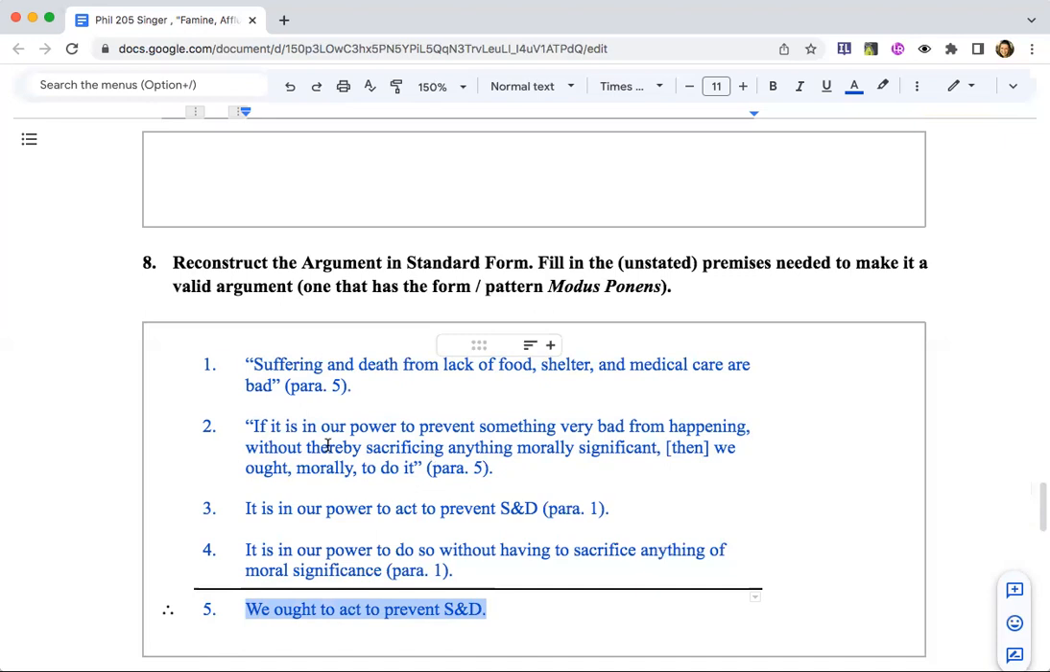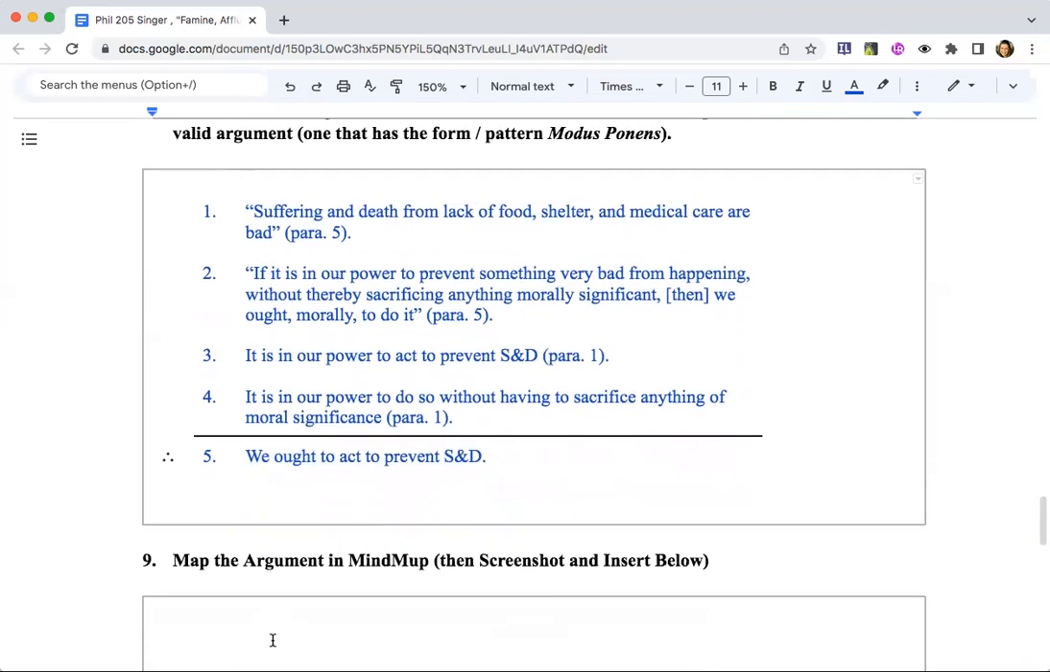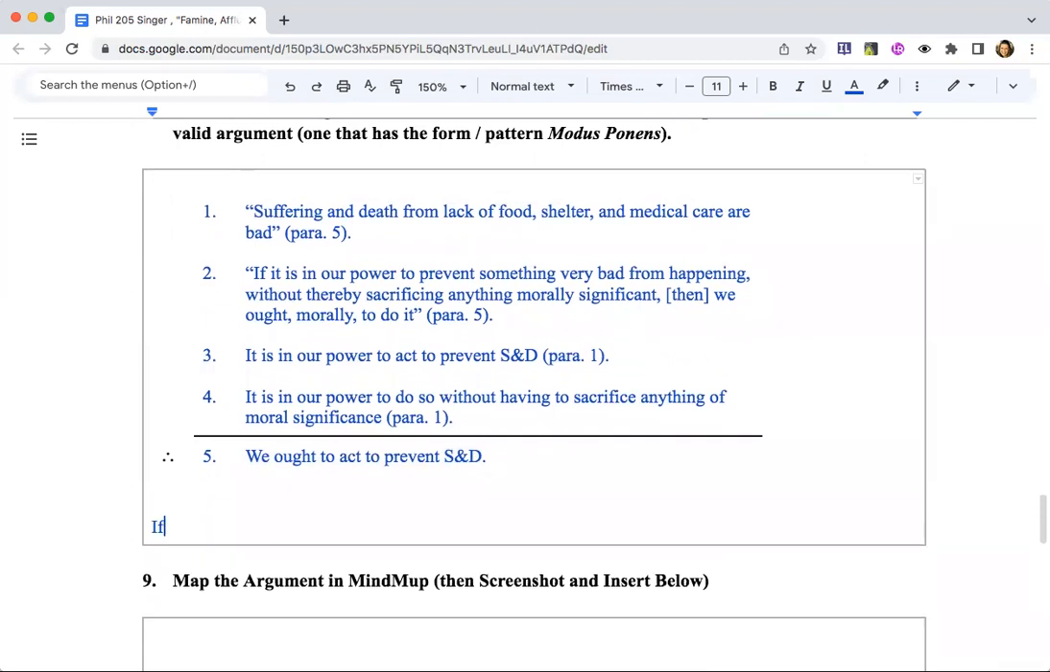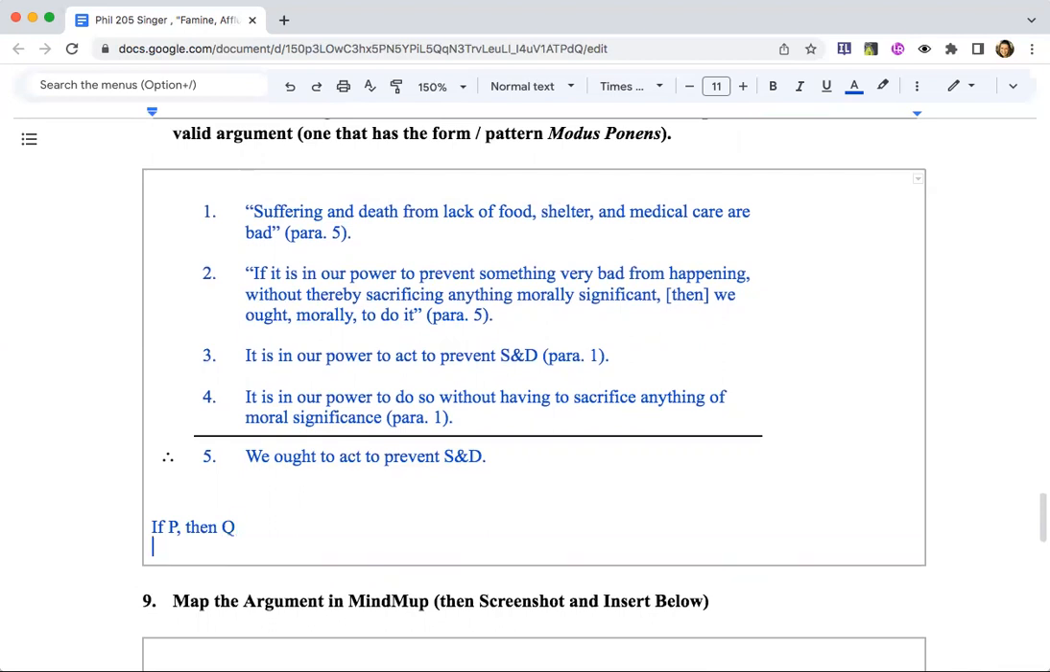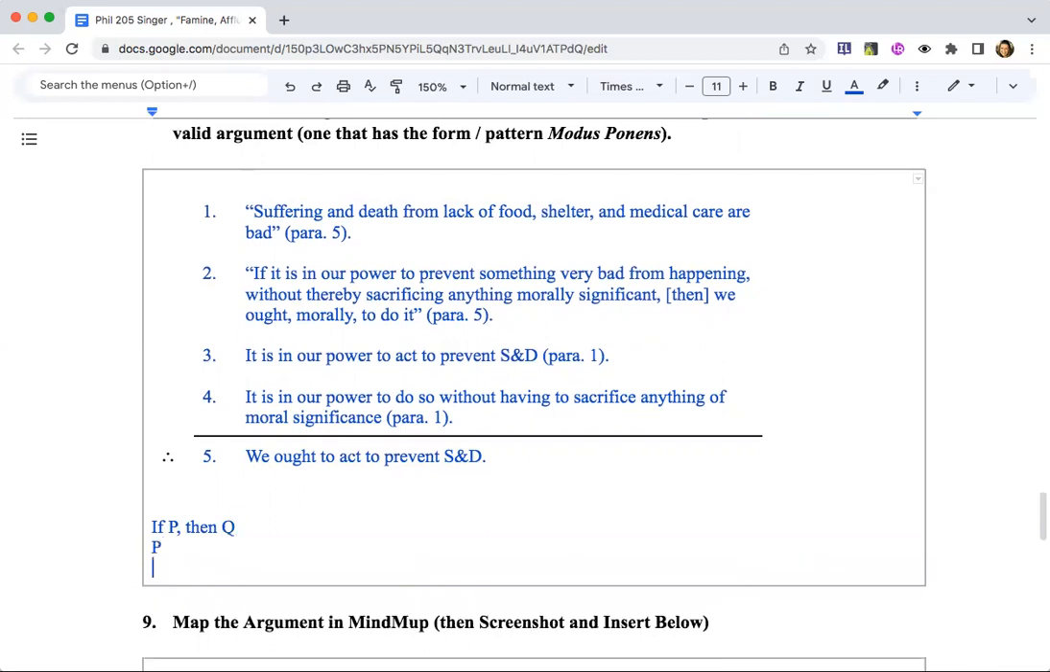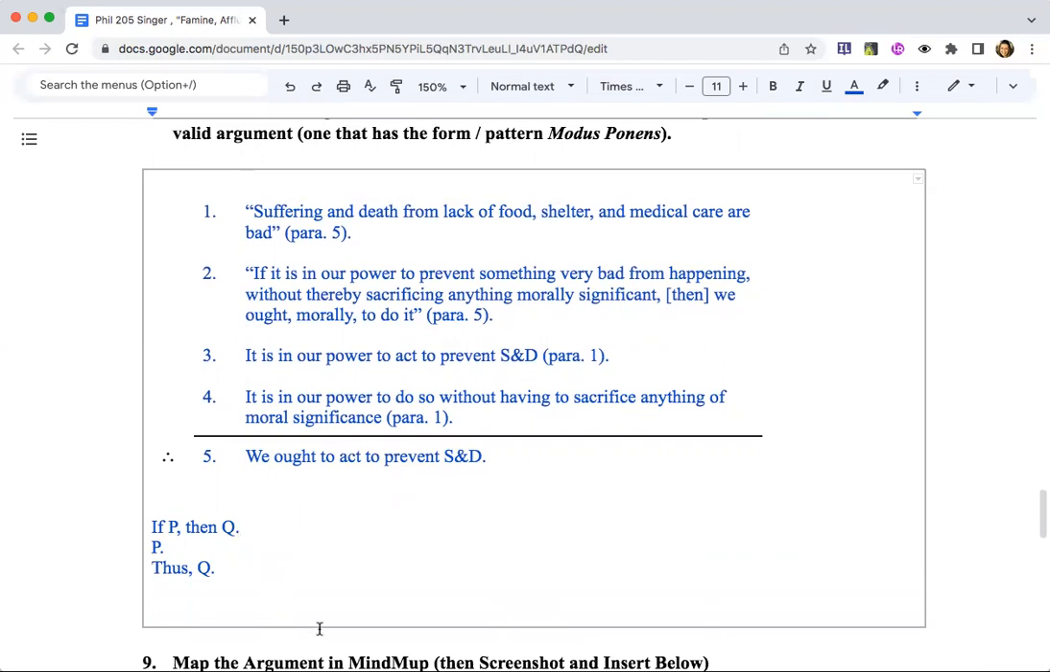I want to highlight the structure of this argument. So here is a pattern of reasoning that is always valid. If P, then Q. P, thus Q. This pattern of reasoning is always valid. If you were born in the US, then you are a citizen. You were born in the US, thus you are a citizen.